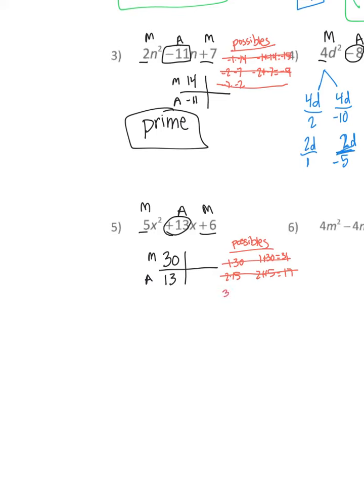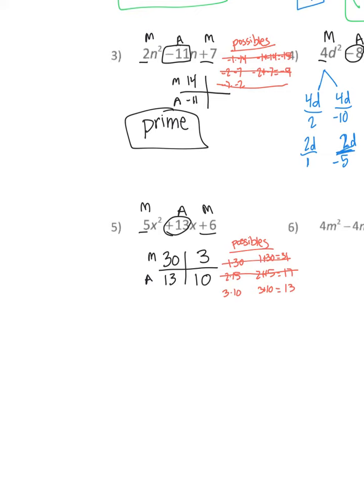Let's try 3 and 10. 3 plus 10 does give me 13. So 3 times 10 gives me 30. 3 plus 10 gives me 13. So those are the two numbers I'm looking for, 3 and 10.